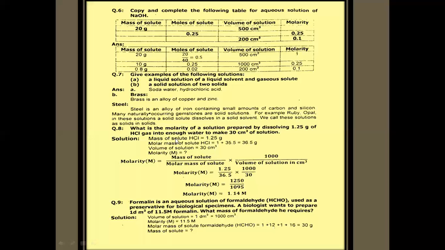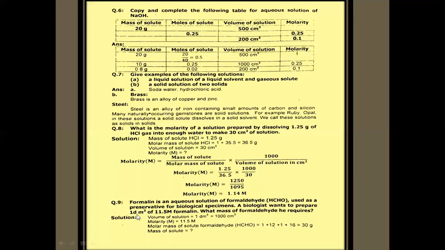Question number 8. What is the molarity of the solution prepared by dissolving 1.25 grams of HCl gas into enough water to make 30 centimeter cube of solution? Now you can also use this formula. Mass of solute given is 1.25. Molar mass of solute, solute is HCl, so the molar mass of HCl is 36.5, and 1000 over volume, which is 30 centimeter cube. We will put the values and after solving, 1.14 molar is the answer.